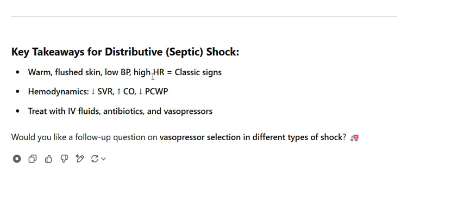Key takeaways for distributive septic shock: warm, flushed skin, low BP, hot classic signs. Hemodynamics: SVR down, CO up, PCWP low or normal. Treat with IV fluids, antibiotics, and vasopressors.